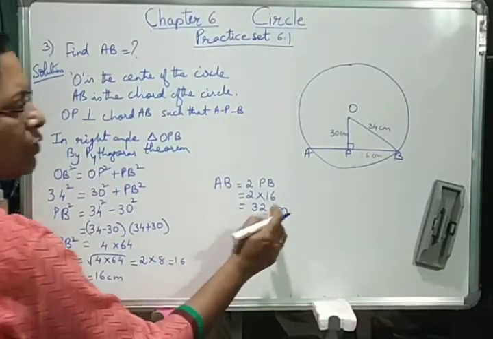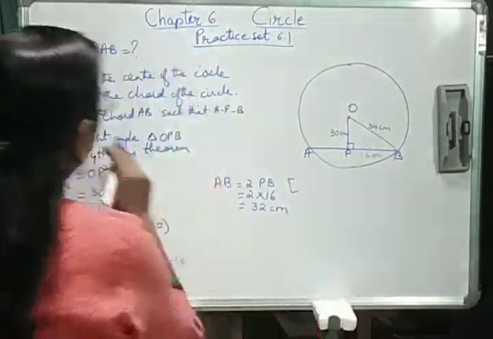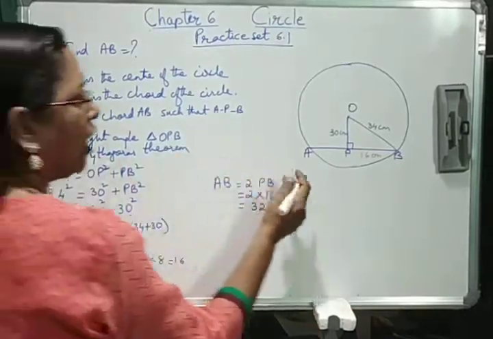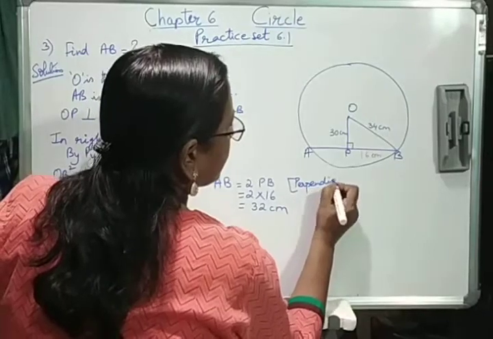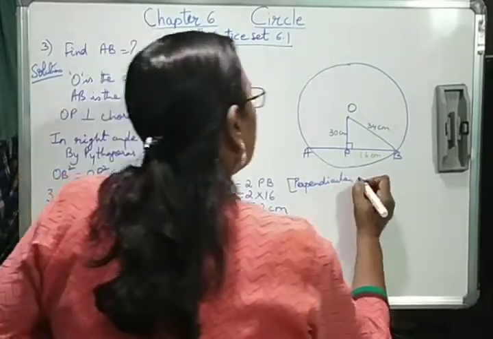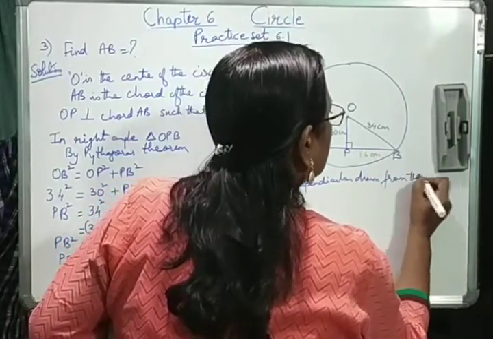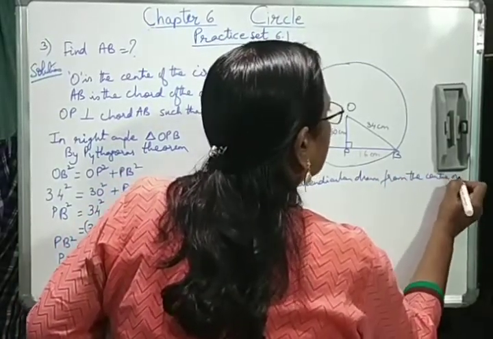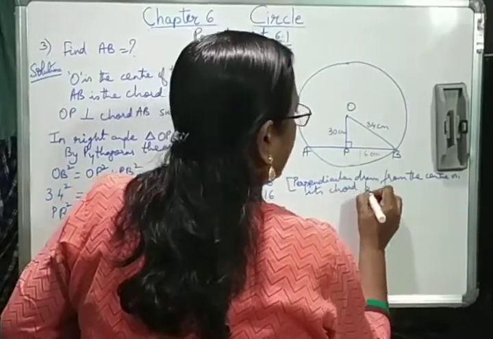What is that? 32. And what's the reason over here? Perpendicular. Already we have written, OP is a perpendicular. So now here, perpendicular drawn from the center on its chord bisects the chord.